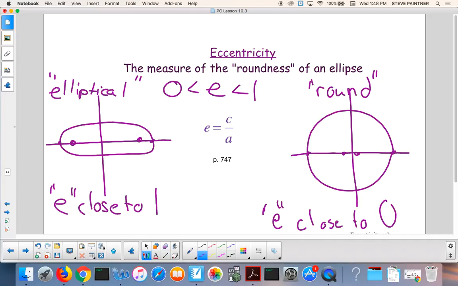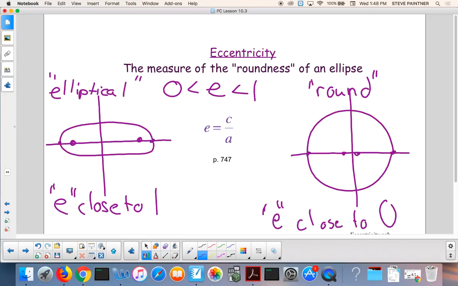Why does e have to be between 0 and 1? Why can't e be 0? Because it would be a circle. Yeah, 0 would be a circle. If c was 0, then you would have no distance between your focus points and your center. It'd be a circle.